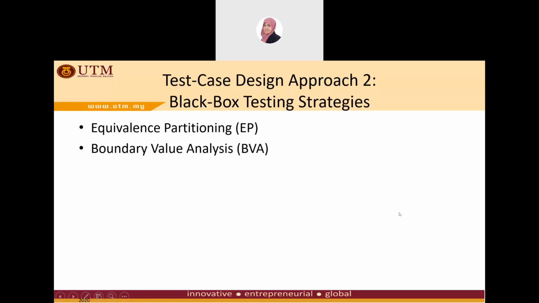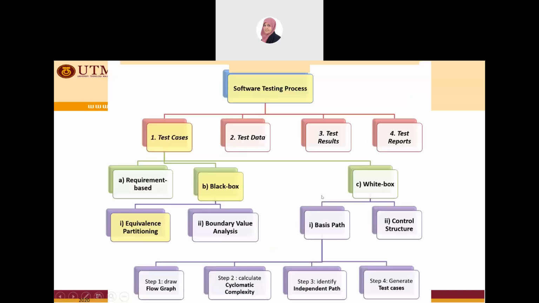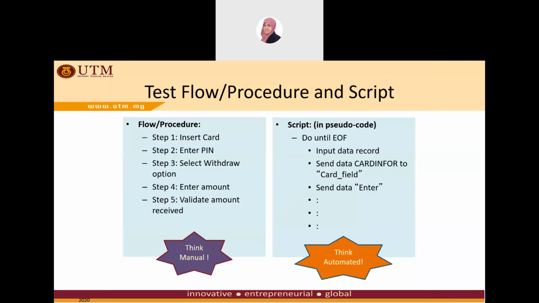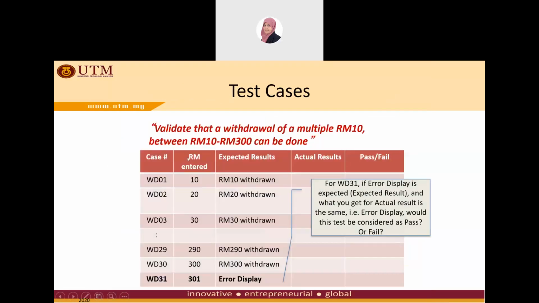So we have two strategies here: equivalence partitioning and boundary value analysis. Equivalence partitioning: if you remember our ATM just now, for values from 10 ringgit to 300 ringgit, you have to test for 300, plus 1 here is 301, and you have to test each of these. How if the value is bigger, 1,000, 2,000? Do we have to test each single value? It is not practical.